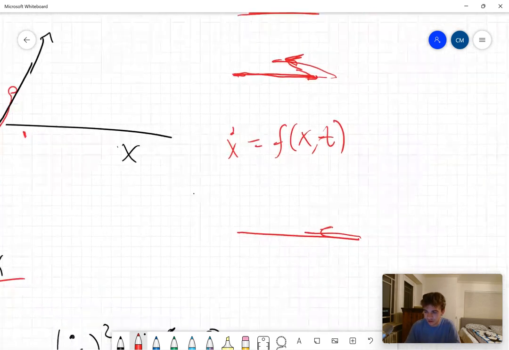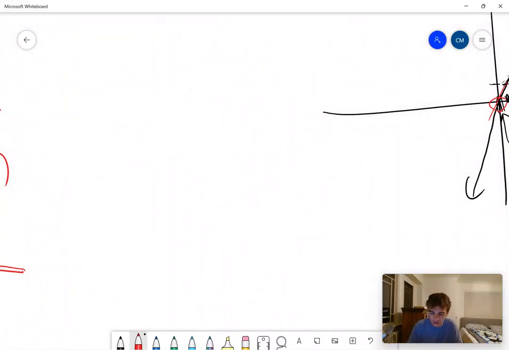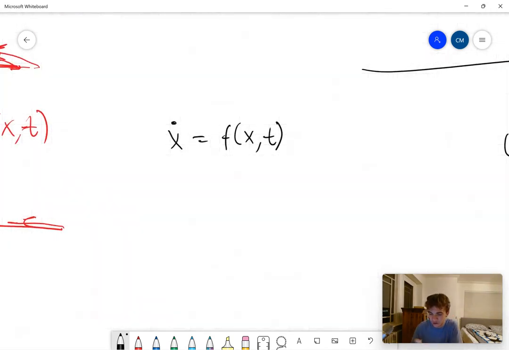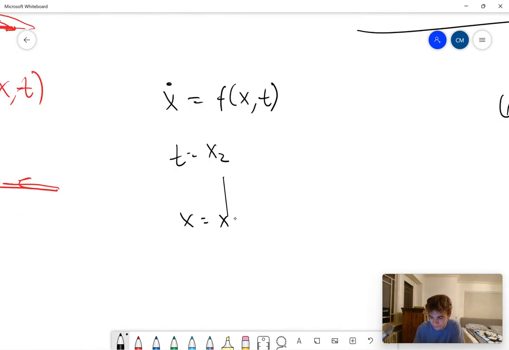One last thing before we go, I'll just quickly note that in a system where x dot is equal to f of x and t, a non-autonomous system, we can do a change of variables, which basically sets t equal to x2 and x equal to x1.